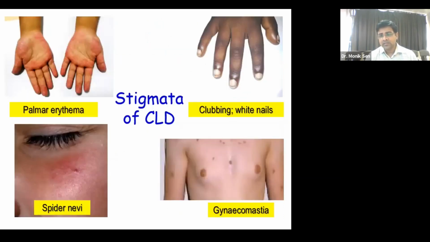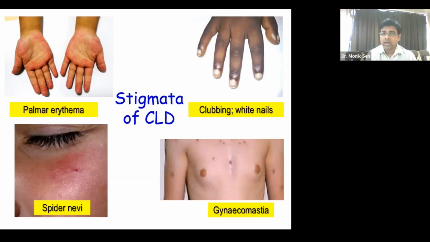What are the stigmata of CLD? Now, the stigmata of CLD has originally started from the adult cirrhotics who were mostly alcoholic, and they had varied signs to say on peripheral examination that they have chronic liver disease. We don't find so many stigmata in children, and our children are not alcoholic. So all the florid features of CLD that you read in books will not be present in children.